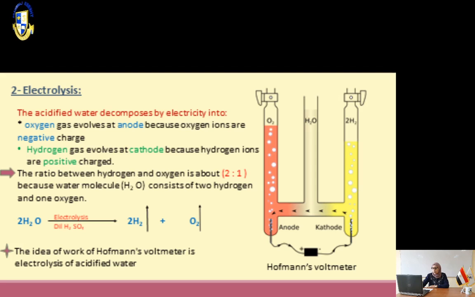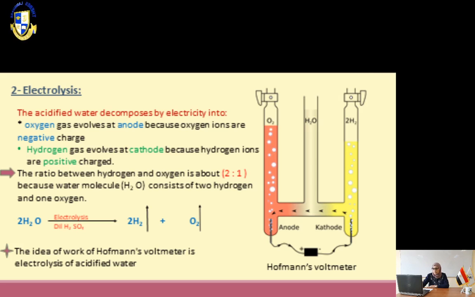The oxygen goes to the anode and the hydrogen goes to the cathode. Here we can see hydrogen gas evolved at the cathode because hydrogen ions are positively charged. The ratio here, the hydrogen is double the oxygen. Why? Because water consists of 2 hydrogen atoms and 1 oxygen atom. The idea of the Hofmann voltameter is the electrolysis of acidified water.